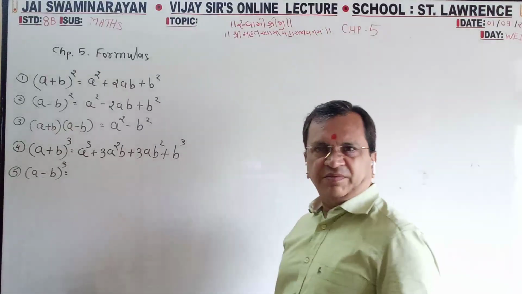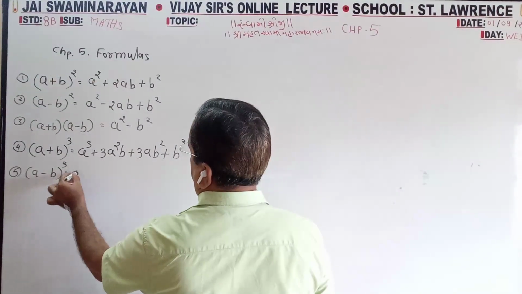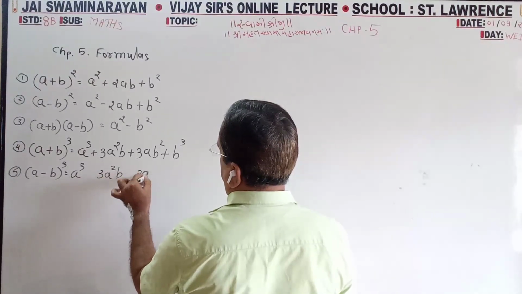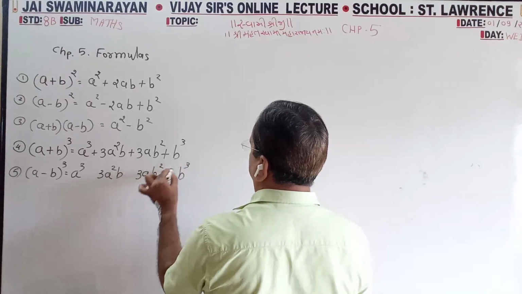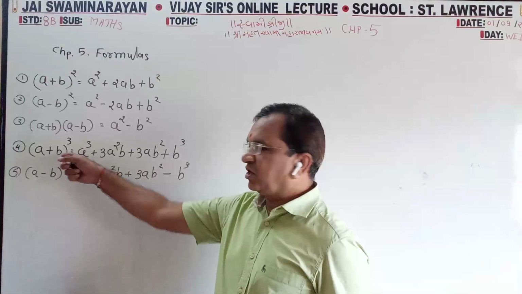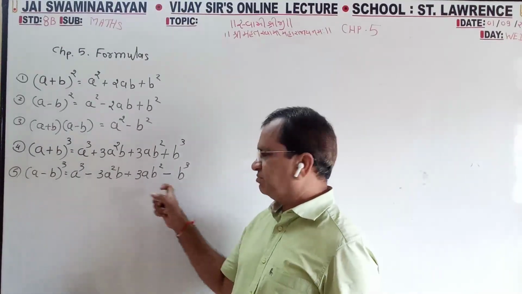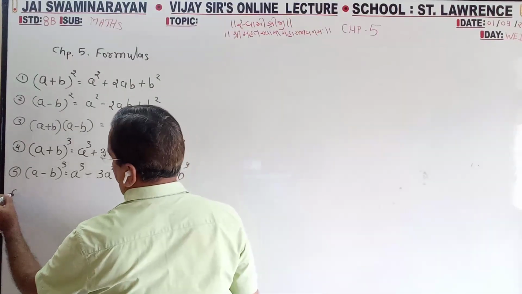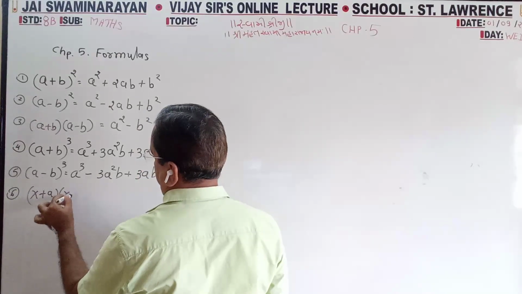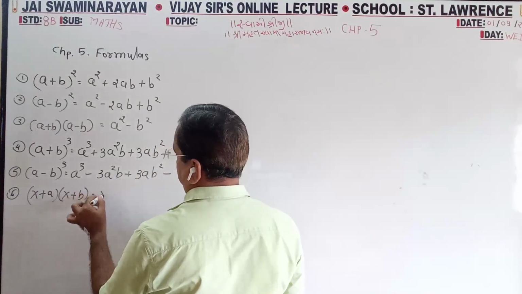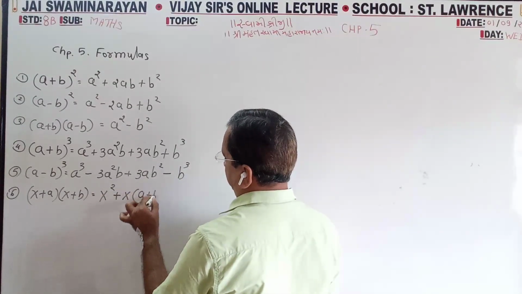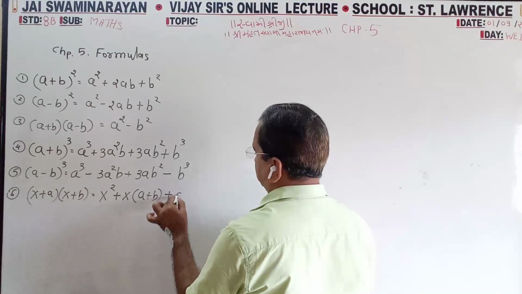All terms will be the same: a cube, 3a square b, 3ab square, b cube. So plus minus like that. Here all are plus. Here plus minus. One more formula: (x plus a)(x plus b) equals x square plus x(a plus b) plus ab.